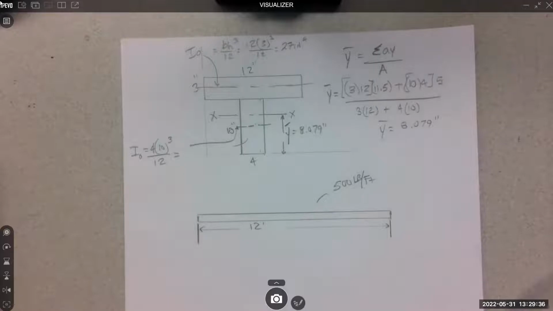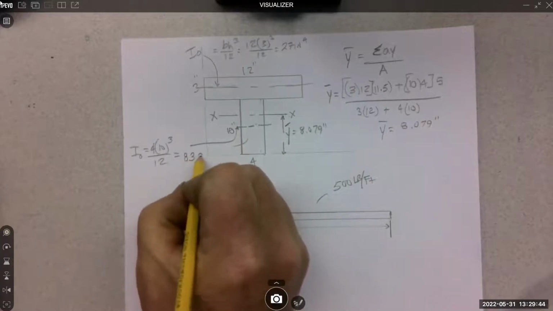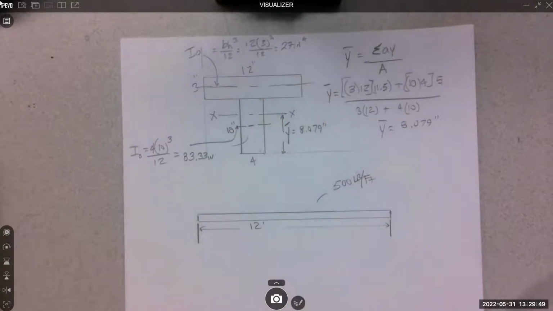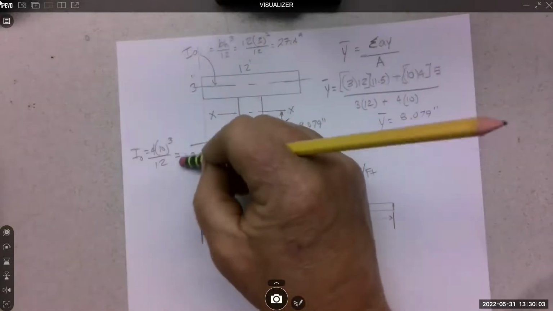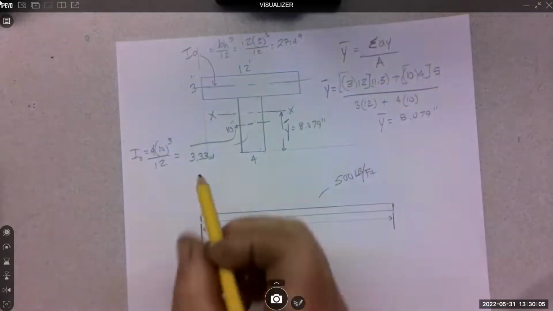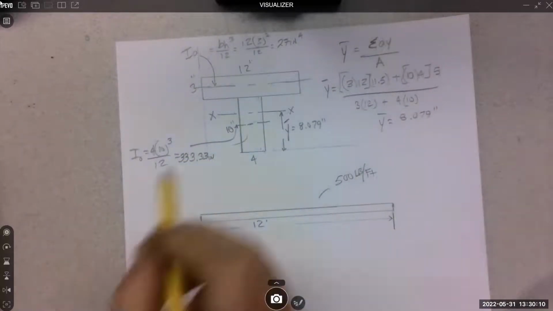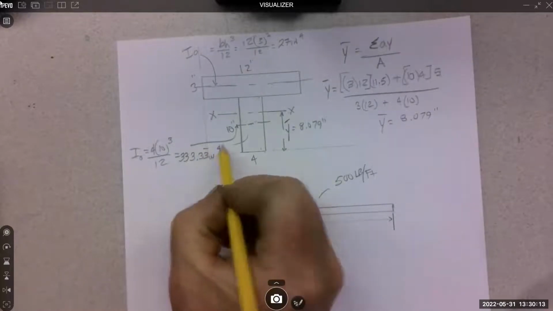So much bigger, 83.33. Oh, that sounds better. Wonder what I did wrong. I'm glad we're working as a team. Oh, 1,000, that's much different. 4,000 up above. Yeah, I lost a decimal place somewhere, didn't I? Brilliant using a pencil today. 333.3333 inches to the 4th.